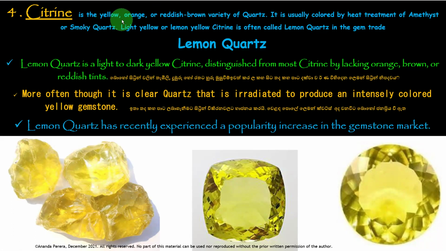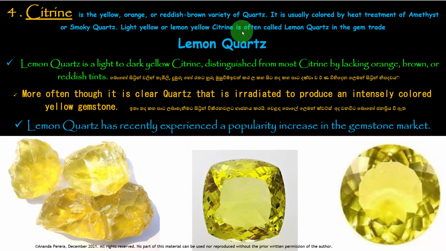Citrine is the yellow, orange or reddish brown variety of quartz. Look at the colors. Rough, cut and polished, cut and polished. So citrine is the yellow, orange or reddish brown variety of quartz. It is usually colored by heat treatment of amethyst or smoky quartz. You know smoky quartz. When heated, it makes citrine.